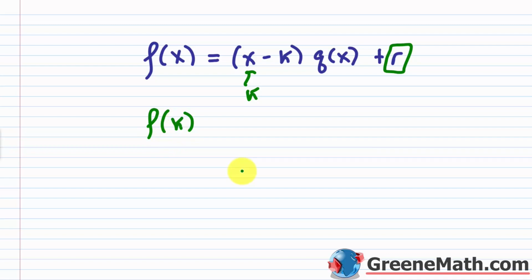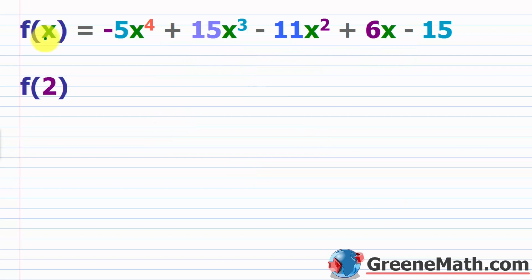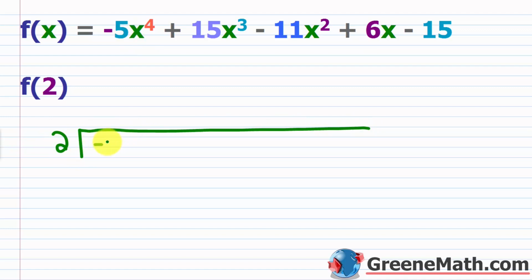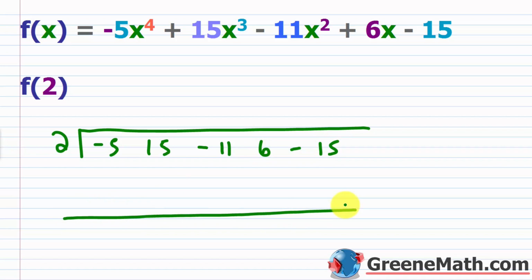Okay, so let's look at some more examples. For this one, we have f of x equals negative 5x to the 4th power plus 15x cubed minus 11x squared plus 6x minus 15. We want to find f of 2. You could plug a 2 in there and do it that way, but this is going to be a bit quicker. So I'm going to put 2 here and grab my coefficients: negative 5, 15, negative 11, 6, and negative 15. Let me put a bar down here, drop my first number, and we're ready to roll.